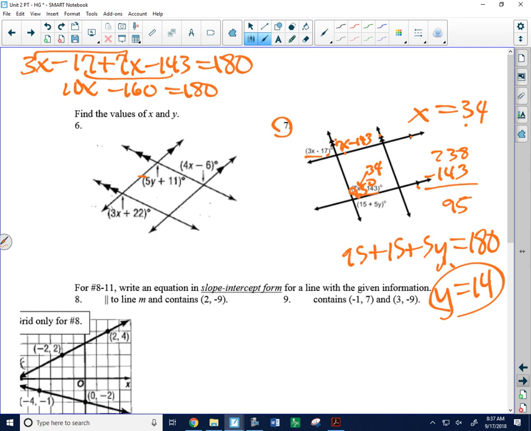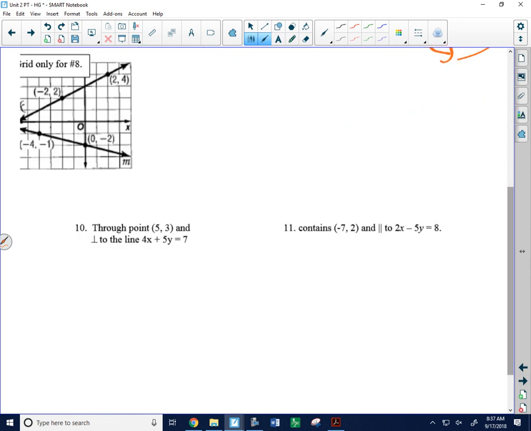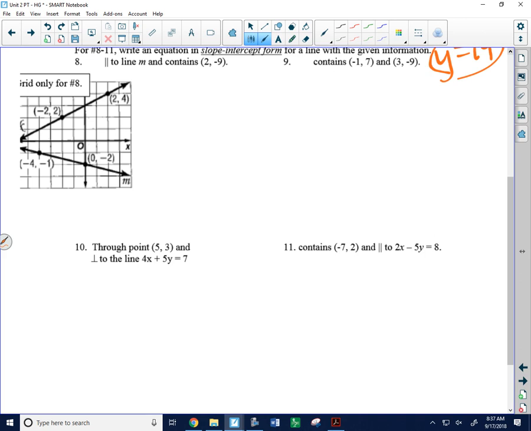Can we do some lines? Any questions on these? Okay, let's do a couple of these, and then if you want me to do some more on page 2, I can. Anybody care which ones I pick here? Any of you want me to do? Yeah, 8? Sure. So one line parallel to line M, and it goes through this point.